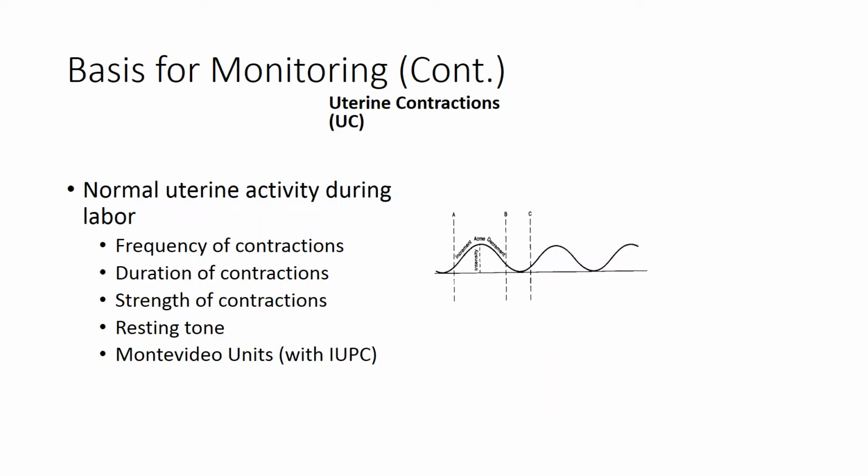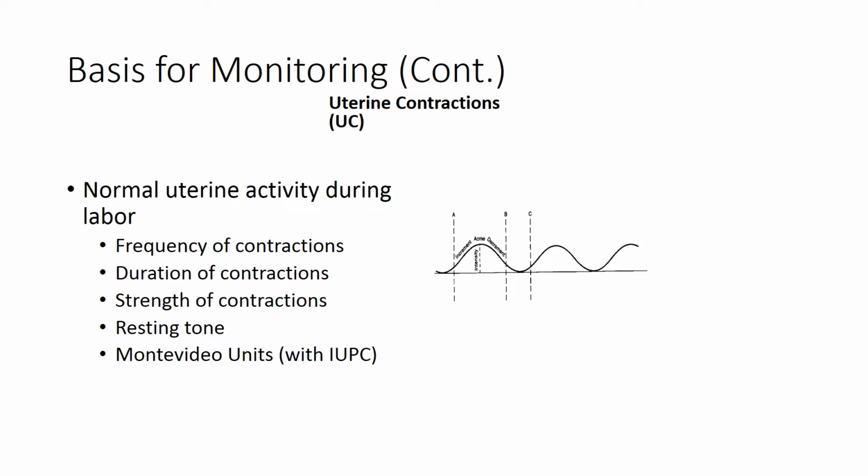Now I'd like to talk to you about uterine contractions, normal uterine contraction activity during labor. Why is this important? Because in order to determine the fetal heart rate pattern, we want to look at that in relationship to the uterine contractions. But in order to understand that, we need to look at several different variables within those contractions. So we want to know about the frequency of the contractions. How often are they occurring?